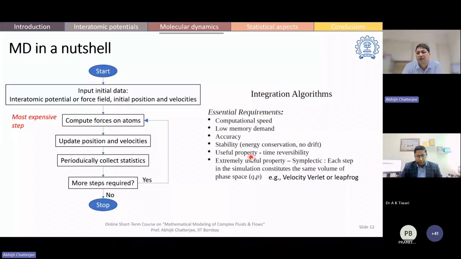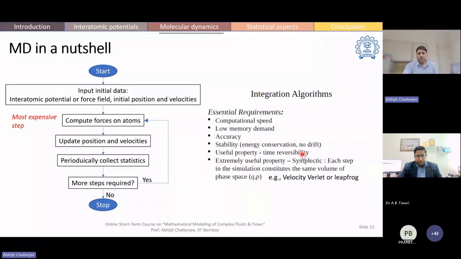Also, if you look at Newton's equation, it is time reversible. That means if you were to integrate in the negative time direction, then you should get back the same initial position. For example, if you have a projectile which is moving and you were to reverse integrate the projectile, you will go back to the initial position where the projectile was. The same kind of property is expected with a molecular simulation also.